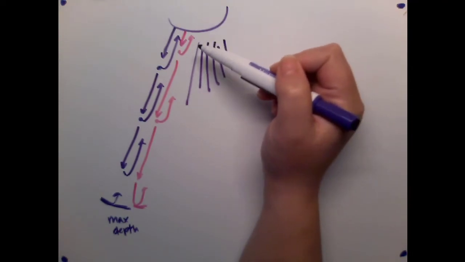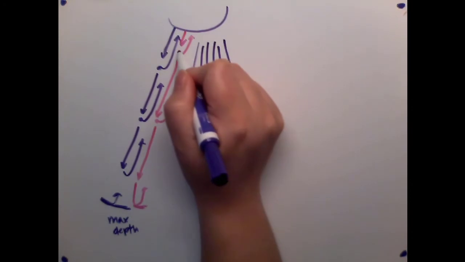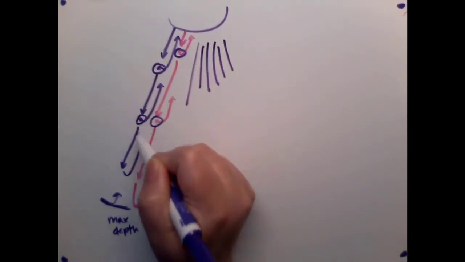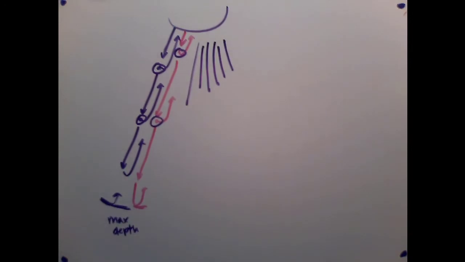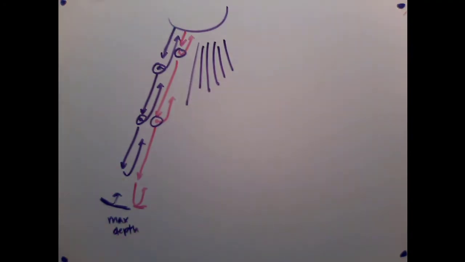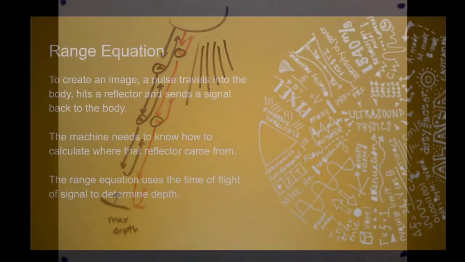What the machine does then is figure out where these reflectors are, how deep each of these reflectors is that those echoes are coming back from. And it uses the range equation to calculate that. So the range equation, again, is used to calculate the time it takes for a pulse to enter the body and return, and then the depth is calculated based on that.